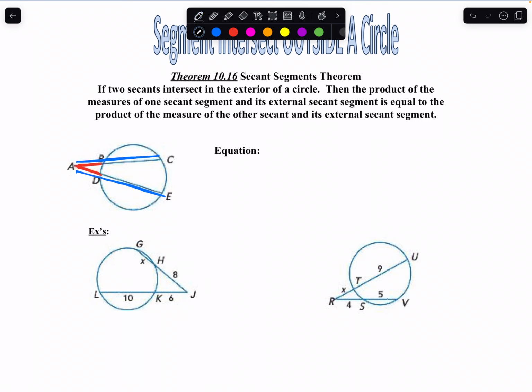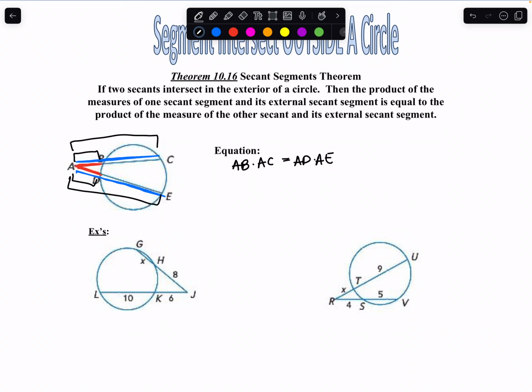Okay? So here's the setup. We have AB times the entire piece, AC, should equal the small piece on the outside, AD, times the entire length, AE. You can put this equation in words, or you can use these symbols, right? But this piece times everything, this piece times everything. So let's try the example.